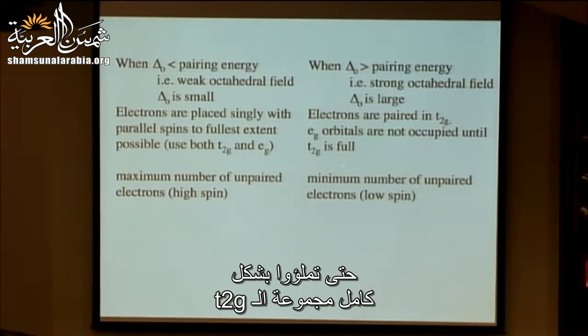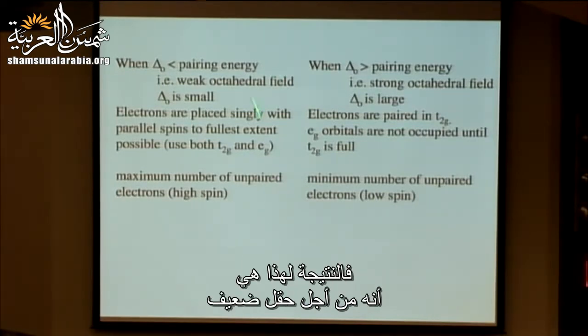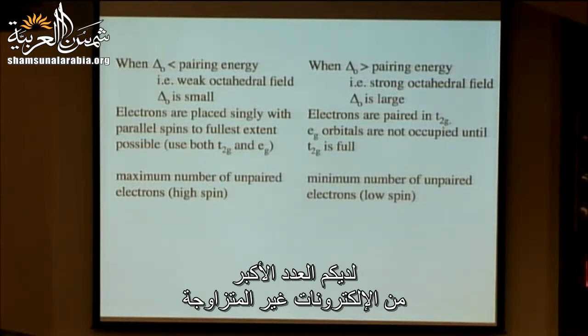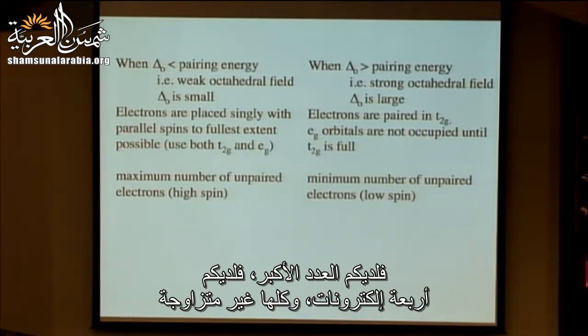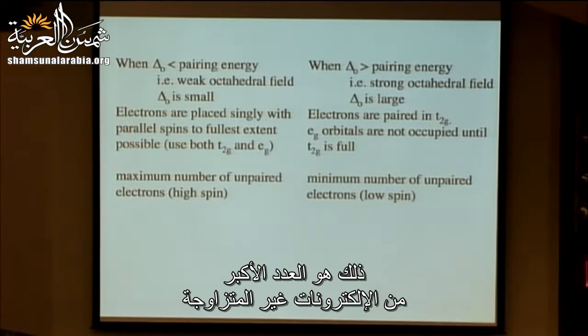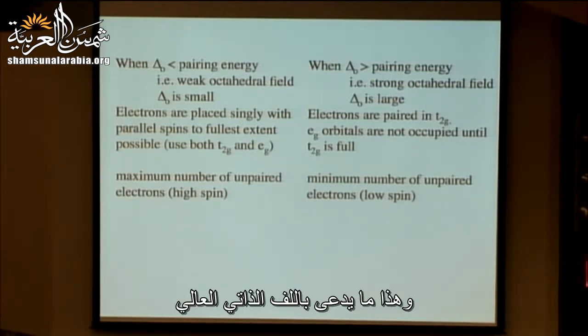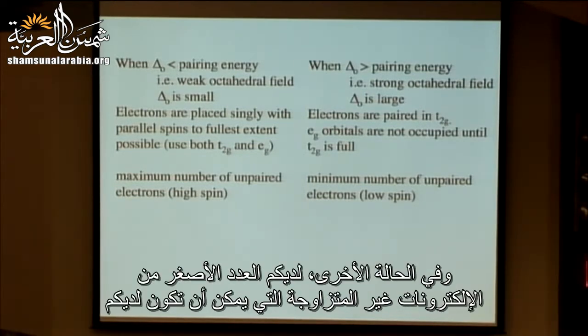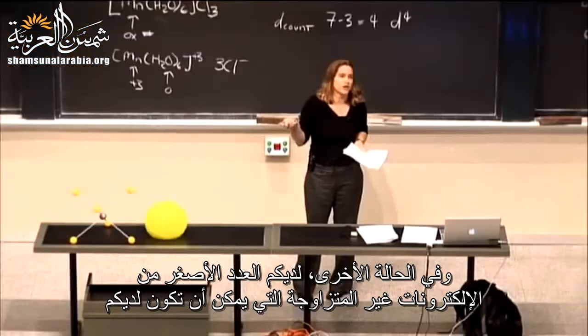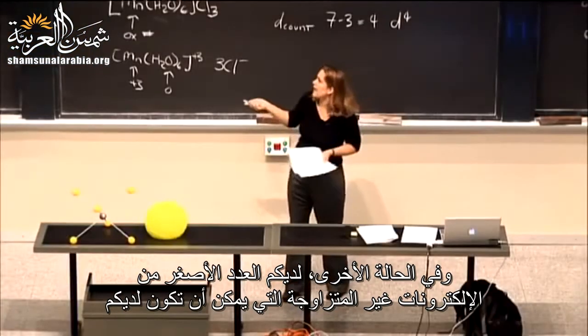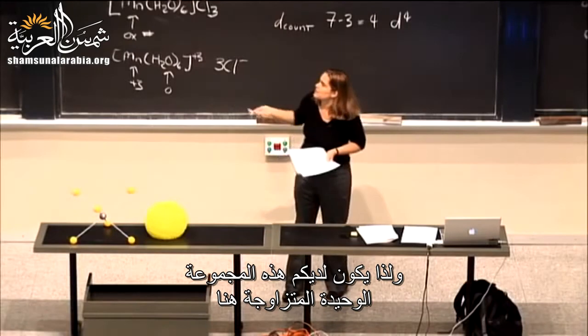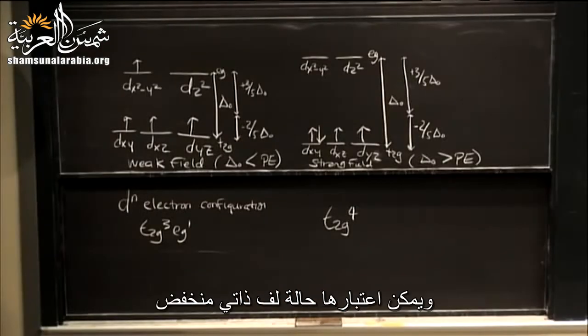So the net result of this is, for a weak field, you have the maximum number of unpaired electrons. You have four electrons. All four are unpaired. So that's the maximum number of unpaired electrons, and this is referred to as high spin. And in the other case, you have the minimum number of unpaired electrons that you can have. And so you have this one set that's paired here. So that would be considered a low spin case.